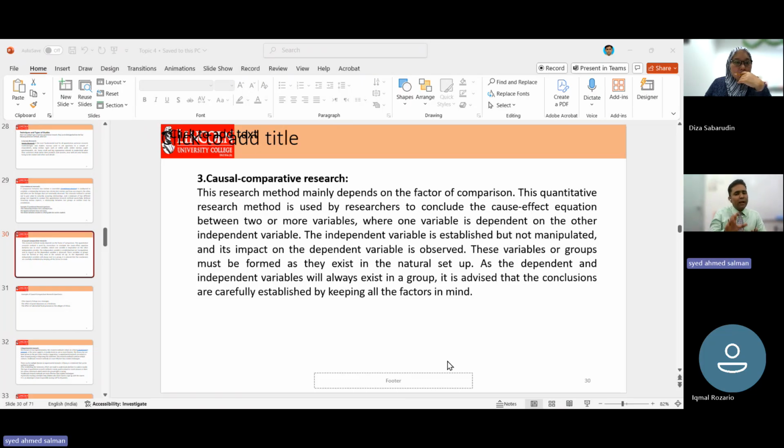So in causal comparative research, you are going to see the effect, the impact. In the previous research type, you are going to see the relationship. In the previous research, survey, you are going to do the survey. Okay. These all are the types of quantitative research, right?